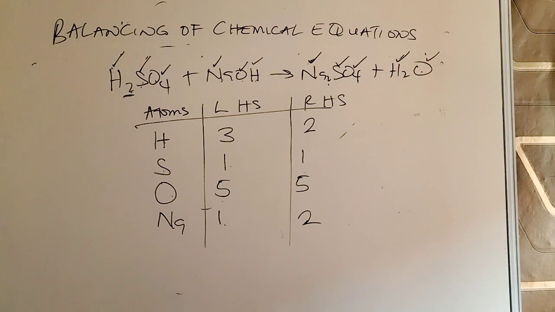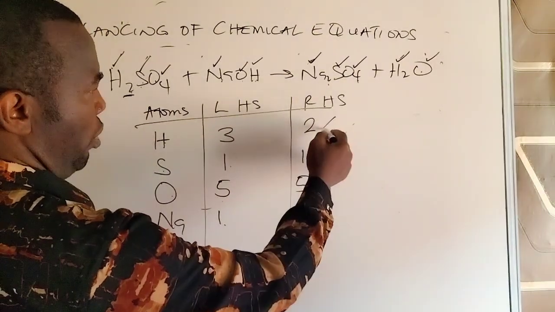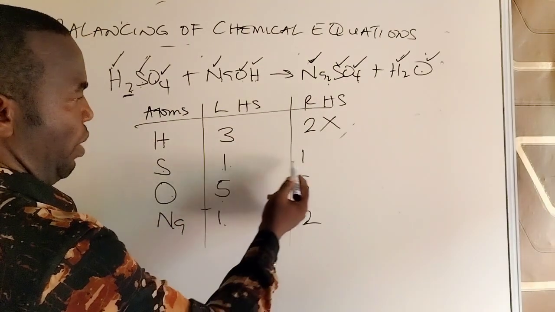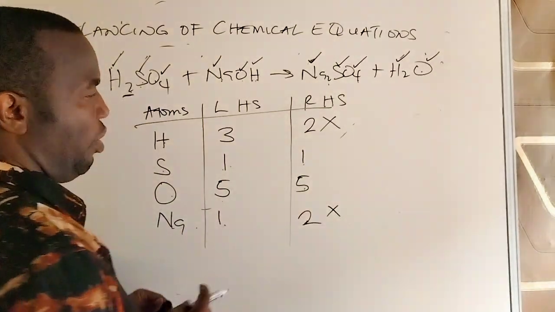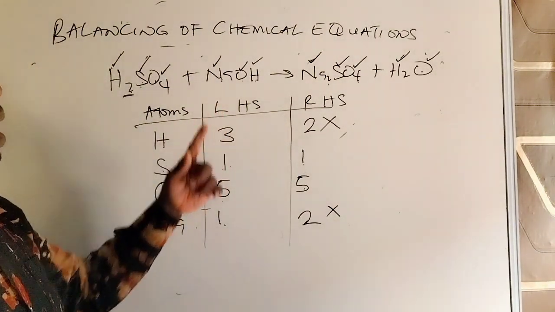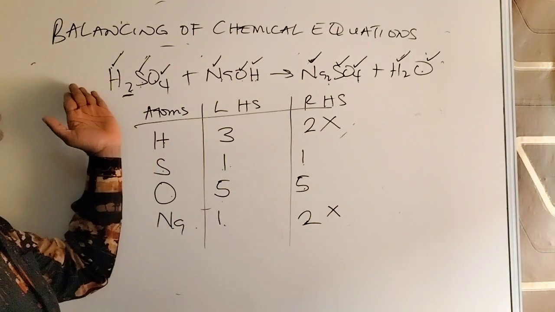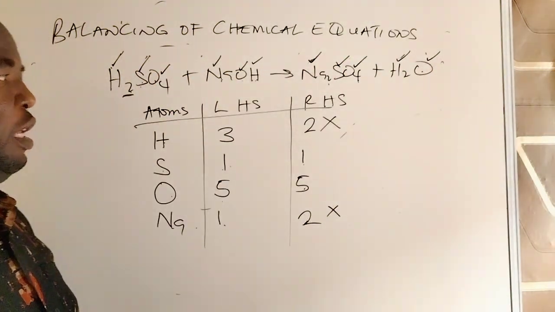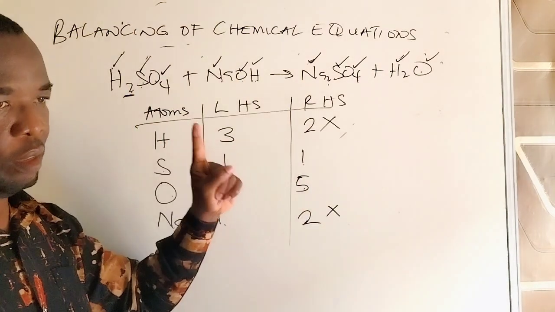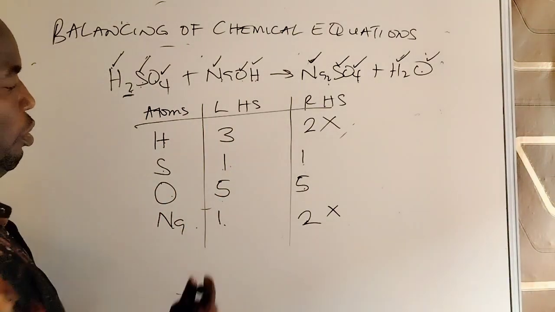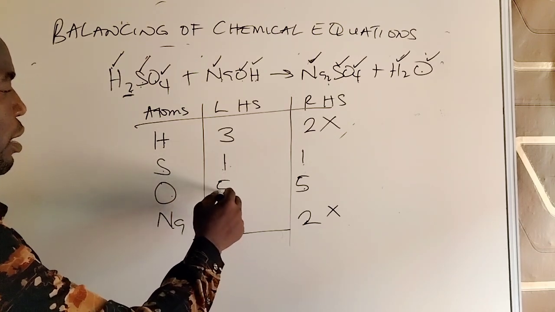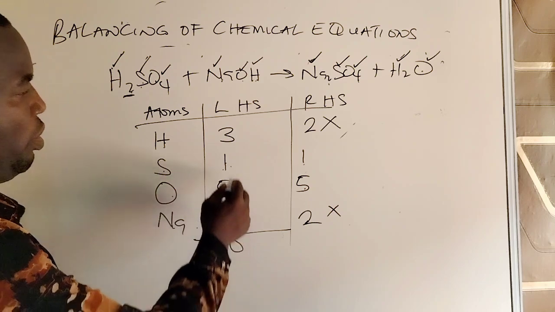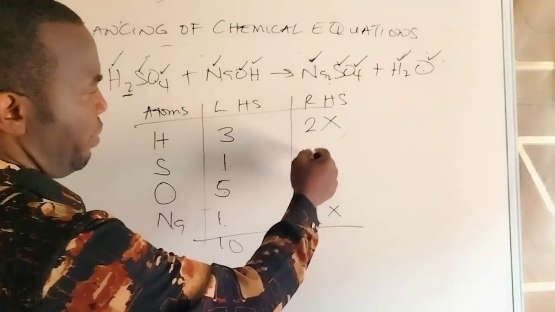You see that this equation is not balanced. Look at hydrogen, 3 and 2, they are not equal. Sulfur appears to be balanced. Oxygen is balanced. Sodium is not balanced. As long as one or more atoms is unbalanced, the equation is not balanced. Even if all the atoms are balanced except one, it means not balanced. So if you add up, you see 4, 9, 10, the number of atoms. So this side, 3.